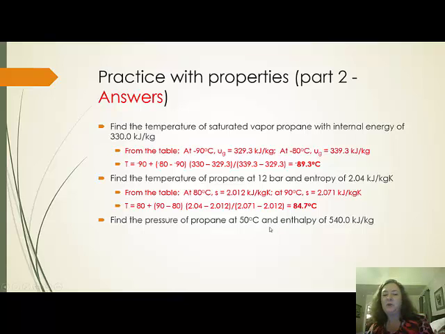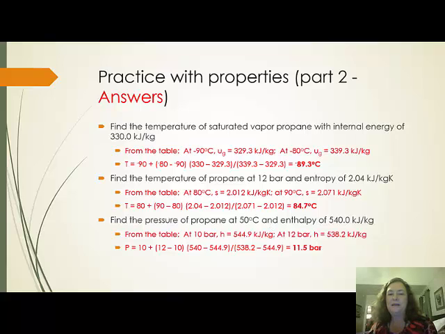And then find the pressure of propane at 50 degrees C and enthalpy of 540. And again, at 10 bar you find this, at 12 bar you find this, very close to the two numbers, and we end up with 11.5 bar as our answer.